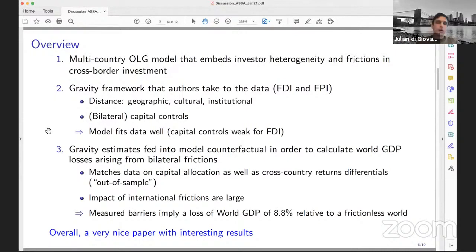And I put bilateral in parentheses, and I'll return to this later on. And overall, as all gravity models, it fits the data well. The one weakness is that capital controls don't seem to do super well in explaining barriers to FDI. And again, I'll touch on this later on.